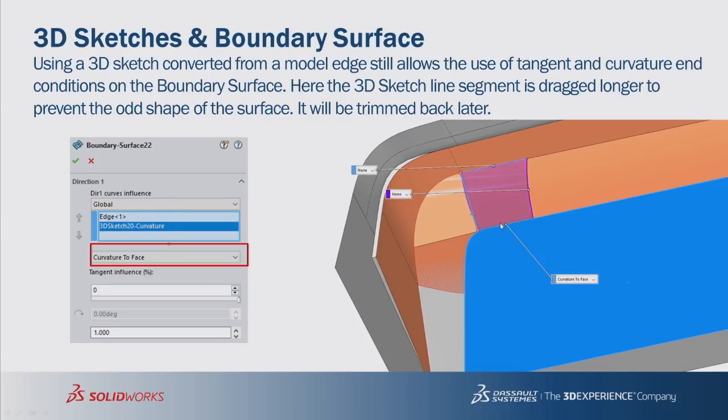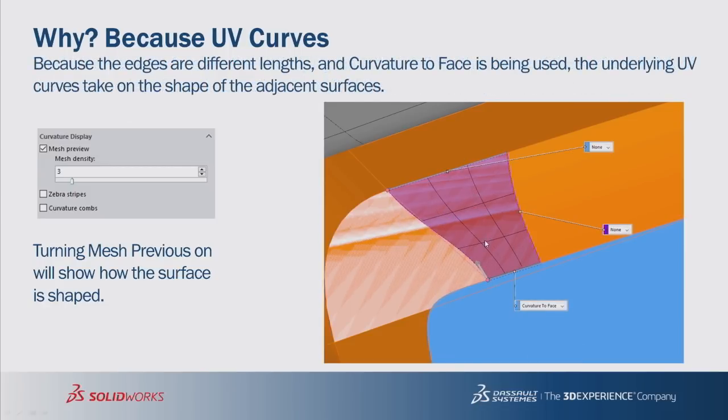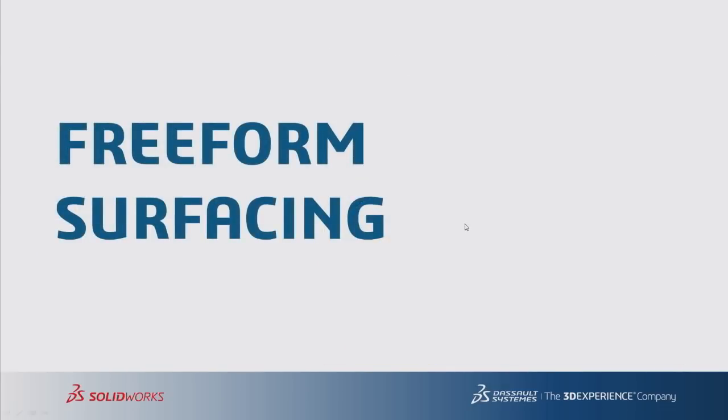We're using that boundary surface, pulling it back. I can still make it curvature to face. And why? Because of the UV curves. So the UV curves of this surface are very straight compared to the UV curves of this surface. And when we're surface modeling, we want to aim for that as much as possible.